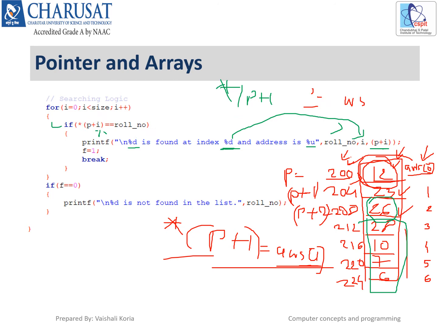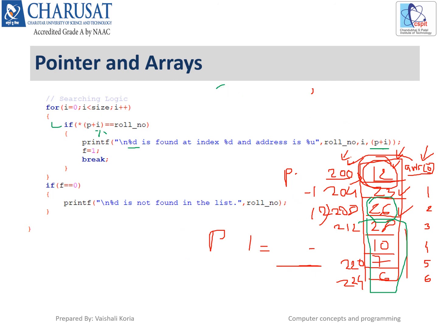So for that, what has been done here is there is one variable f, which in main is initialized with 0. If we find the match, we change the value of f to 1 and use the break statement. The break statement will break the iterations, so the remaining for loop iterations would not happen. It will come out of the for loop. So once we find a match, we change the value of f and break from the loop.